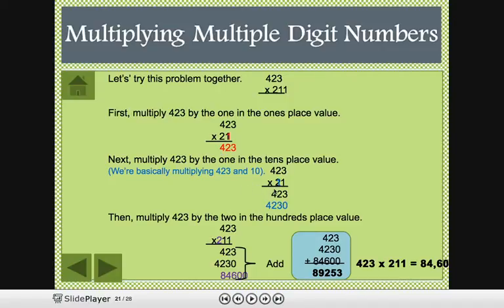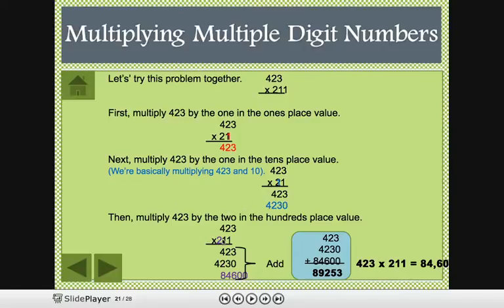Then we're going to move over to the 1 in the tens place of the 211. So we're going to multiply this number 423 times 1 again. But we move over, so our 1 times 3 will line up underneath the number we're multiplying it by. 1 times 2 is 2, and 1 times 4 is 4.